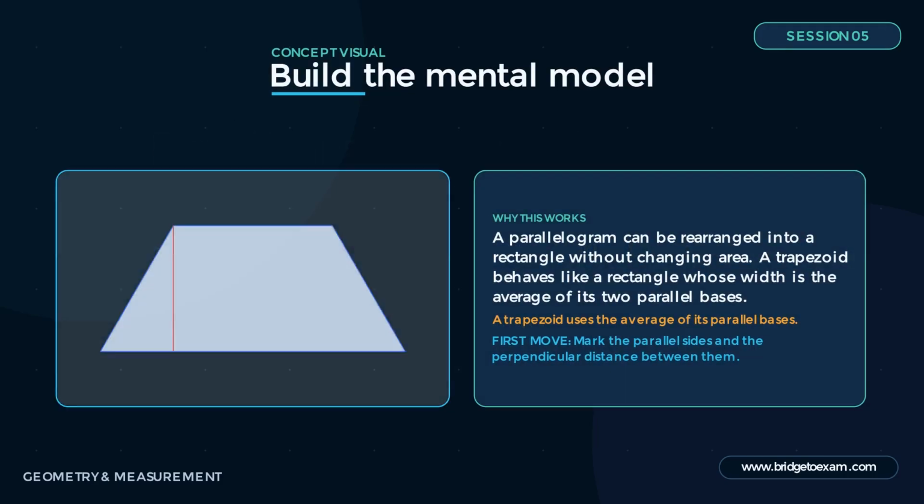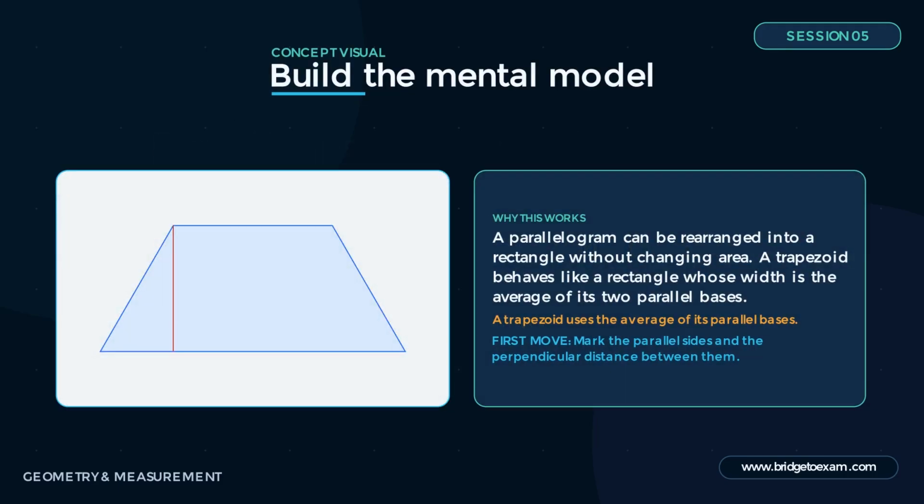Start with the concept visual. A trapezoid uses the average of its parallel bases. The parallelogram and trapezoid formulas both depend on perpendicular height. Read every label as evidence about what is known, what is unknown, and which measurements actually belong in the model.